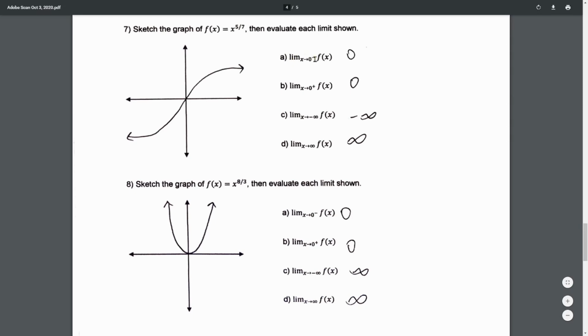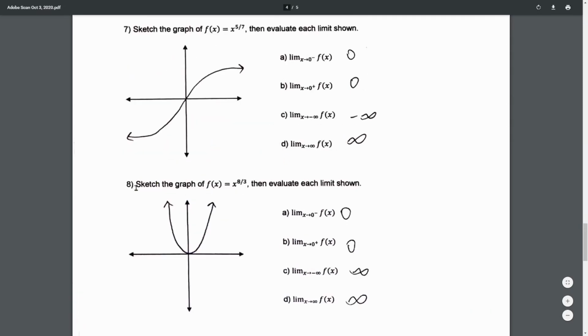If we look at 0 from the left, it looks like these y values are approaching 0. If we're looking at 0 from the right, these y values are decreasing and they're also approaching 0. Next, we're asked the limit as x approaches negative infinity. As x goes on, these y values are going to be decreasing. So that's going to be negative infinity. The limit as x approaches positive infinity, these y values are going to get bigger and bigger, and so the limit would be positive infinity.